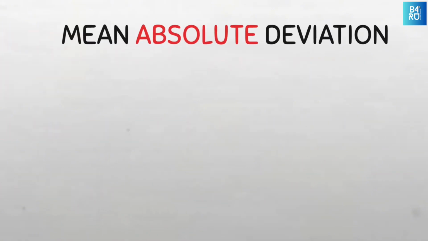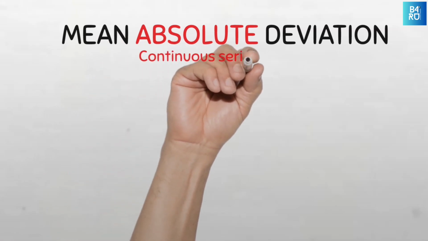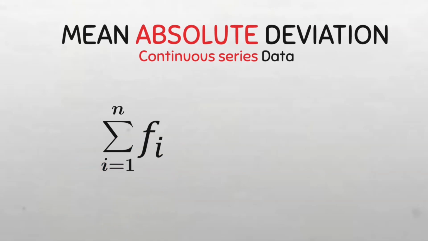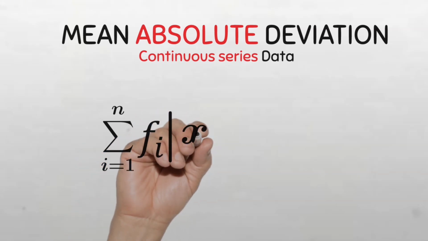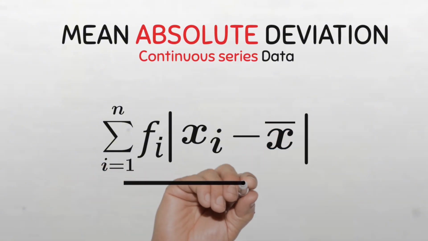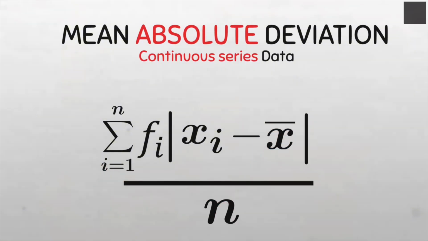The formula for mean absolute deviation for group data of the continuous series type is given by the summation of the product of all the frequencies and the absolute deviation from the first value to the nth value, all divided by the number of data values.